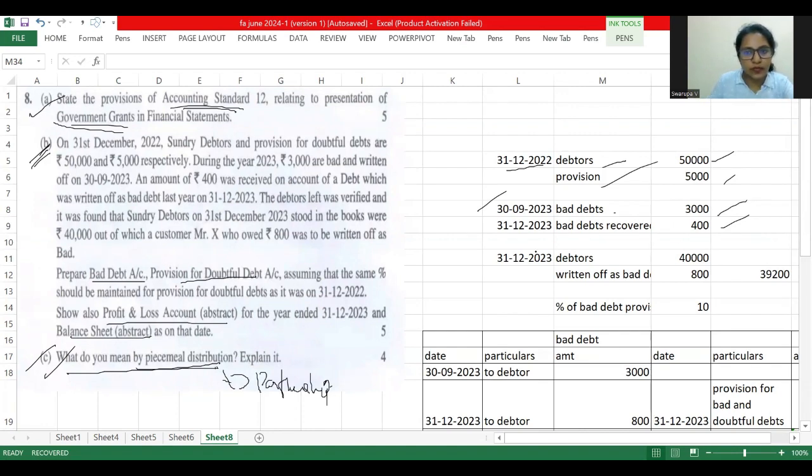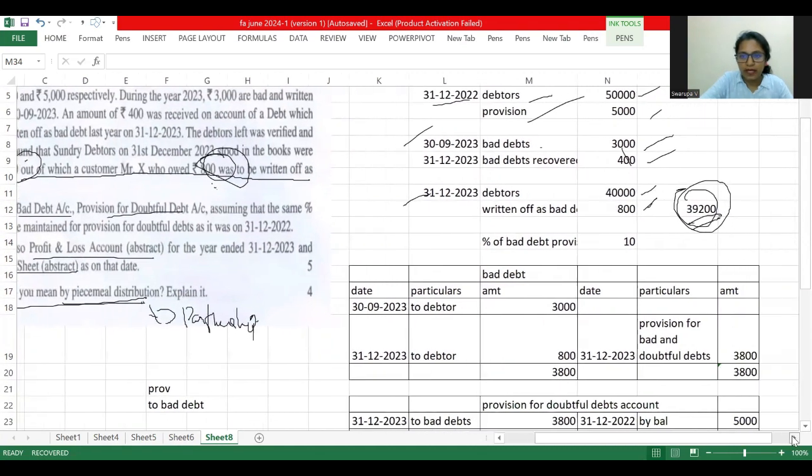Then on 31/12/23, the closing debtor balance is 40,000, but out of which the customer who owed 800 was to be written off as bad. So the balance is 40,000, but we need to write off 800 rupees additionally as bad debt. Okay. So what will be the net debtor? It should be 39,200.